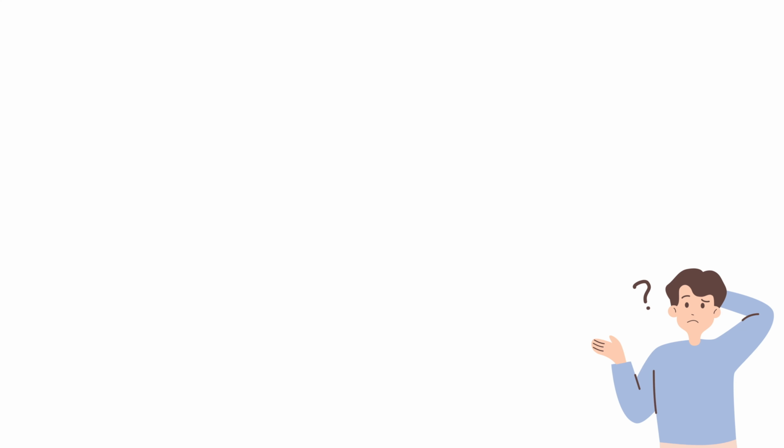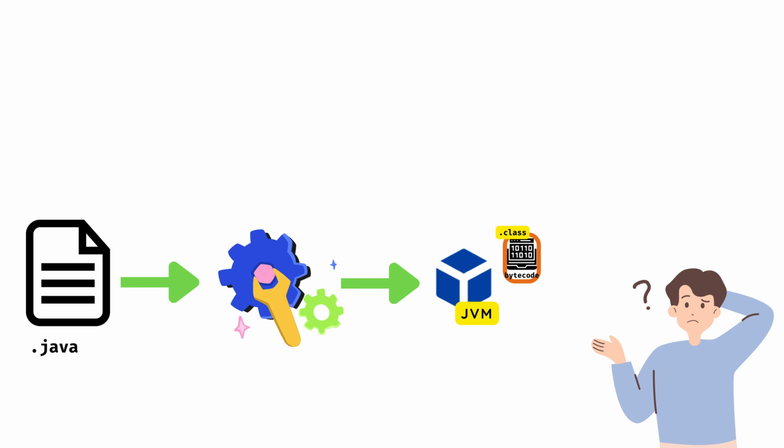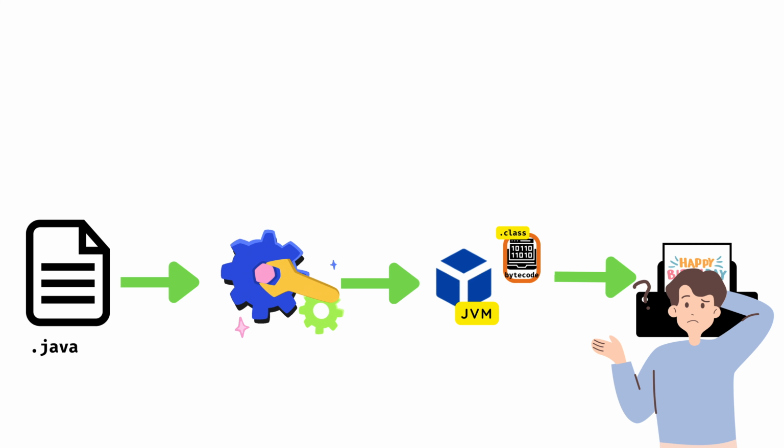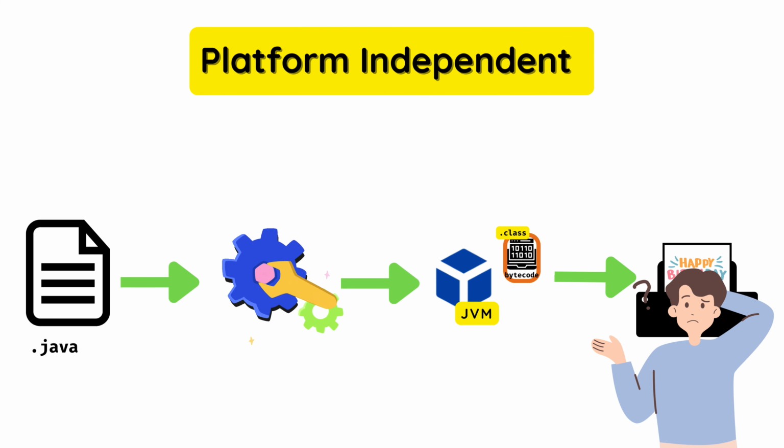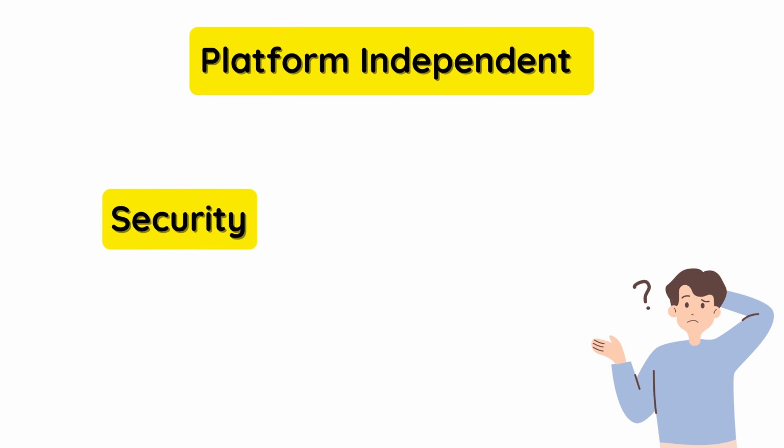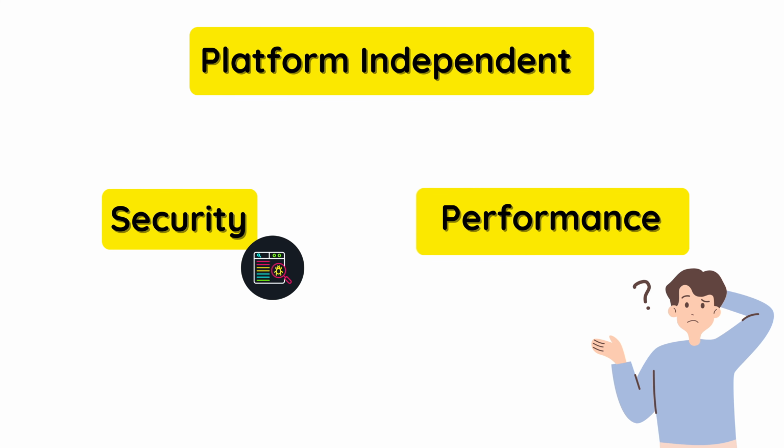Okay, so why does Java go through all this trouble with bytecode and the JVM? It's because this system gives us some major benefits. Platform independence: your code runs anywhere. Security: the JVM checks your bytecode to make sure it's safe and won't harm your computer. Performance: the JVM optimizes your program as it runs using something called just-in-time, or JIT, compilation. Think of it as having a personal coach, making sure your program runs faster and smoother in real time.